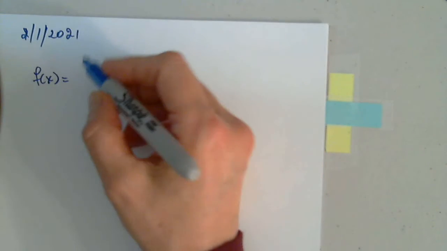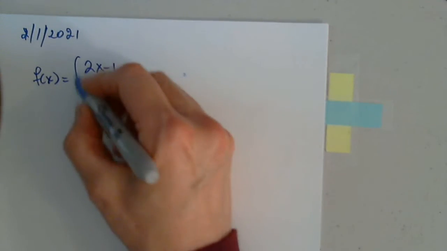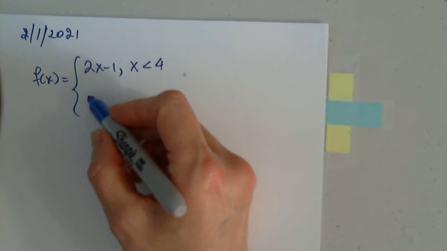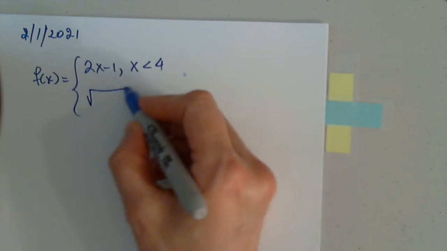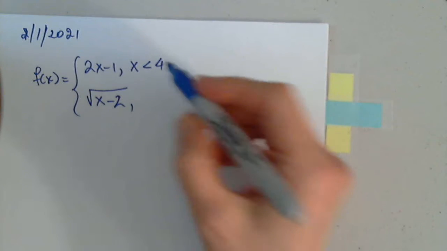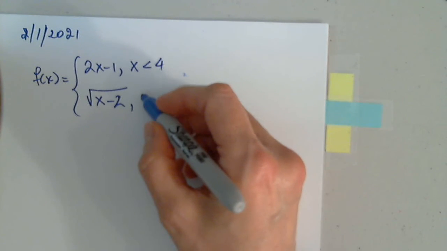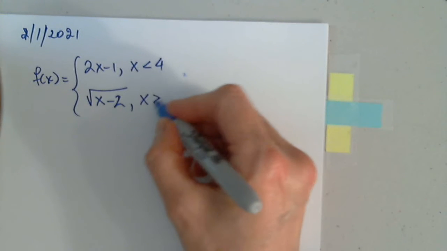The first one was 2x minus 1 if x is less than 4. Then the second one is the square root of x minus 2. Sorry, but the 2 is outside of the square root. I will erase it. That's fine. If x is greater than or equal to 4.